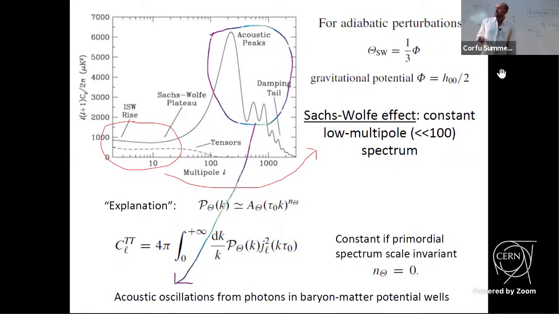And by the way, notice that the main contribution of this spectrum is given by scalar perturbations. The tensor perturbations, in general, from theory, are smaller. Okay, we will also see why.